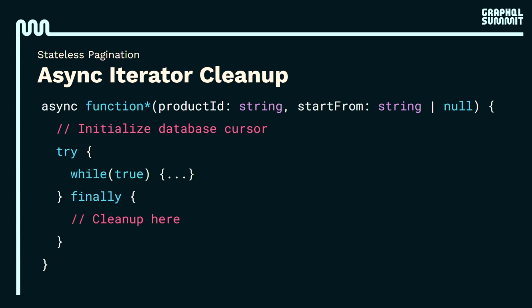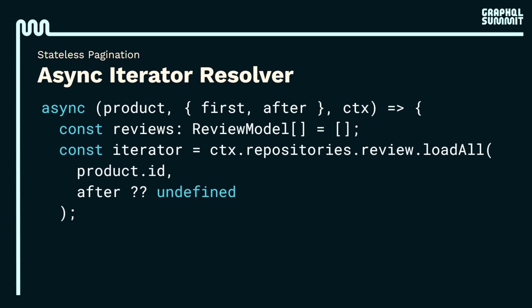Then another little tidbit is that if you need to do any cleanup in these async iterator functions, a common misconception is that it's difficult to implement. But in reality, if you just implement a try and finally block, you can put all your cleanup in the finally block, and that will run as soon as the last iteration occurs on your iterator. So let's actually get this implemented.